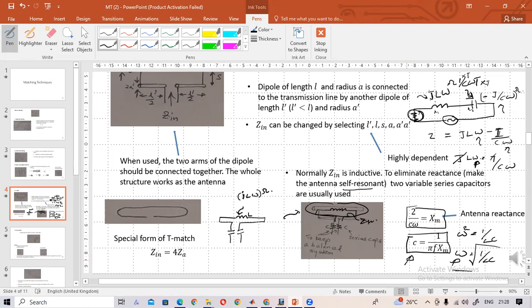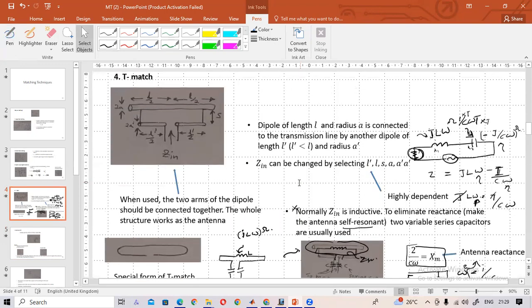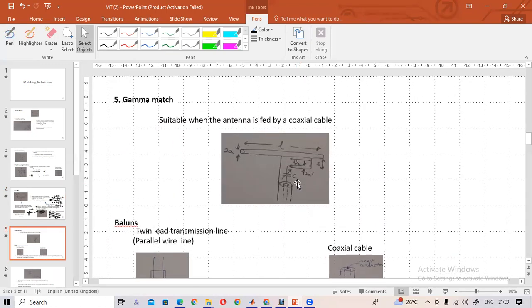So try to understand how this equation we derived, how this frequency we derived. And this C is the capacitance of the capacitor you are going to add. And C is equal to 1 over ωXm. This Xm is the inductive reactance, and it will be the antenna reactance. So please try to understand this by yourself. If I give you a homework, try to do it before the next class.